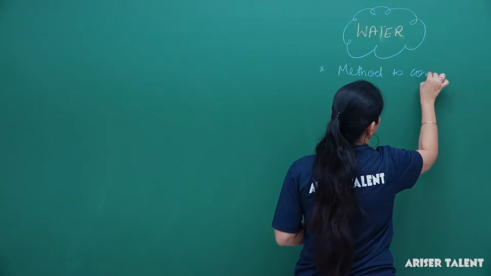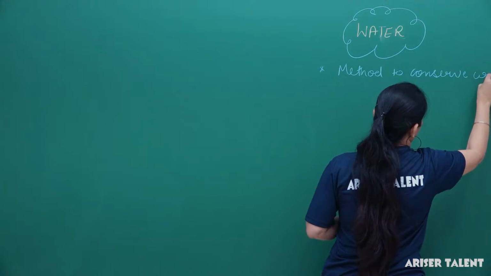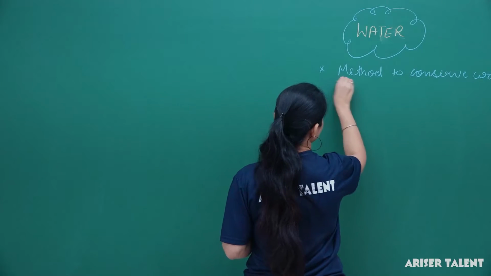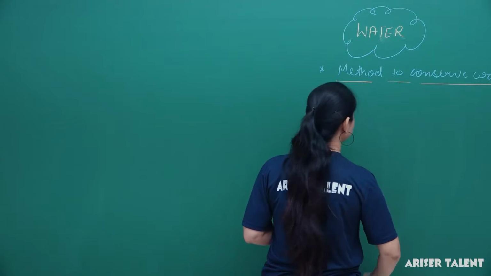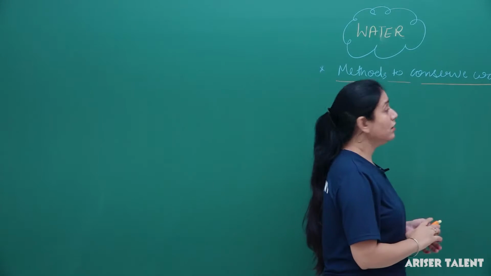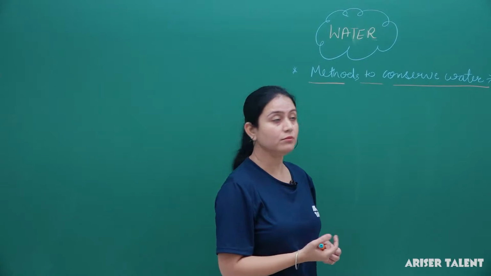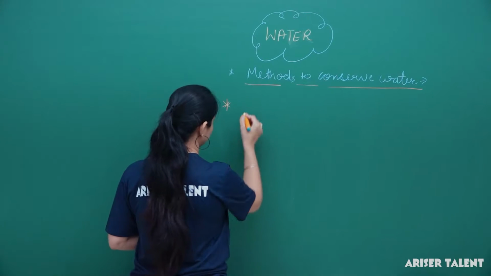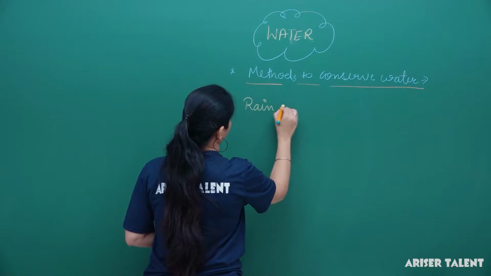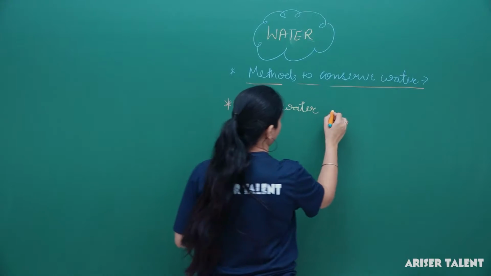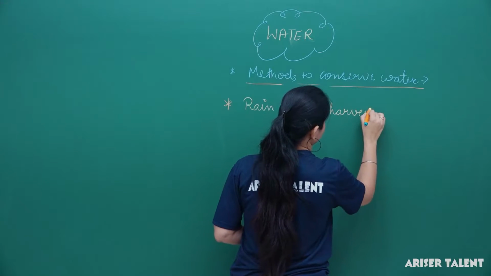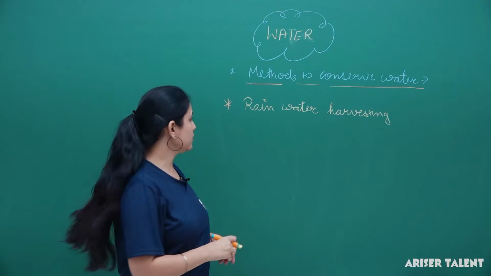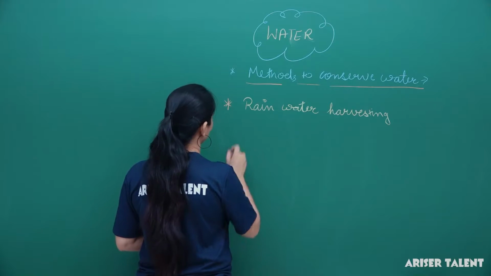to conserve water. What are the methods to conserve water? First of all, water can be conserved by the rainwater harvesting process. Besides it, we can treat the wastewater to reuse it. Okay, so treatment of wastewater.